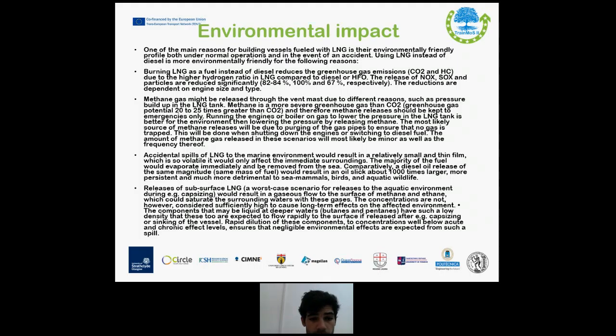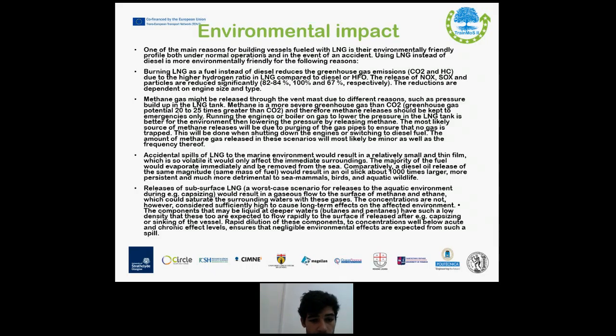Burning LNG as a fuel instead of diesel reduces the greenhouse gas emissions, CO2 and HC, due to the higher hydrogen ratio in LNG compared to diesel, or HFO. The release of NOx and SOx in practice is reduced significantly, to 82 to 84% and 100% respectively, and particulates by 65%. The reductions are dependent on engine size and type.